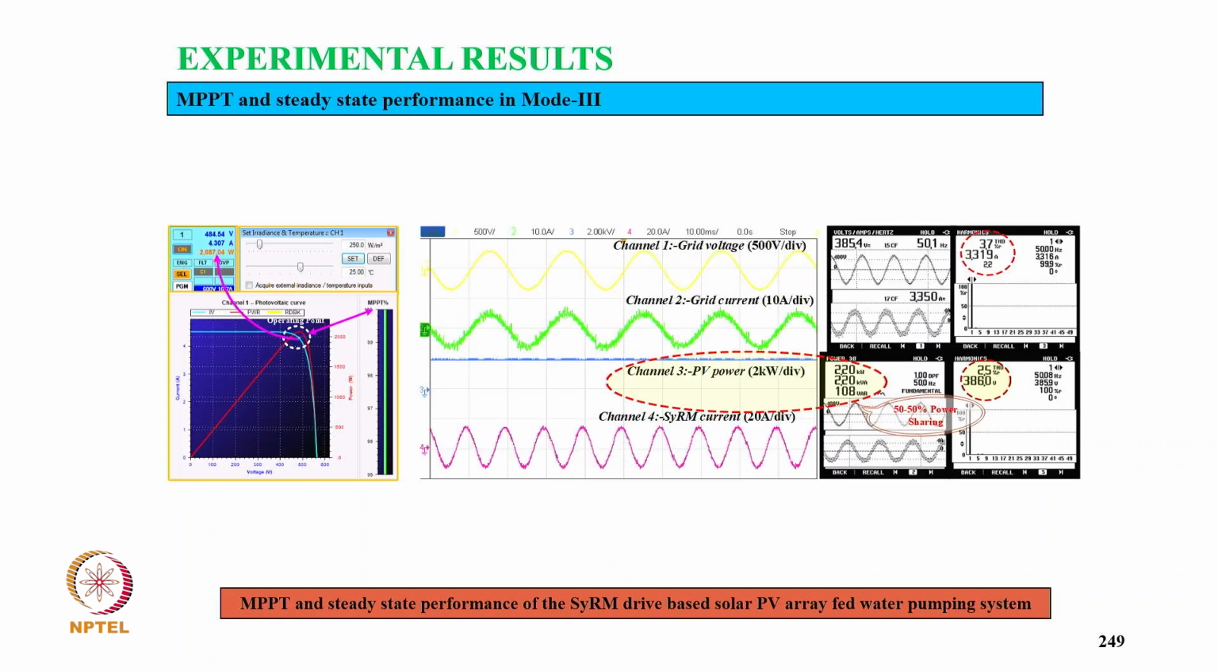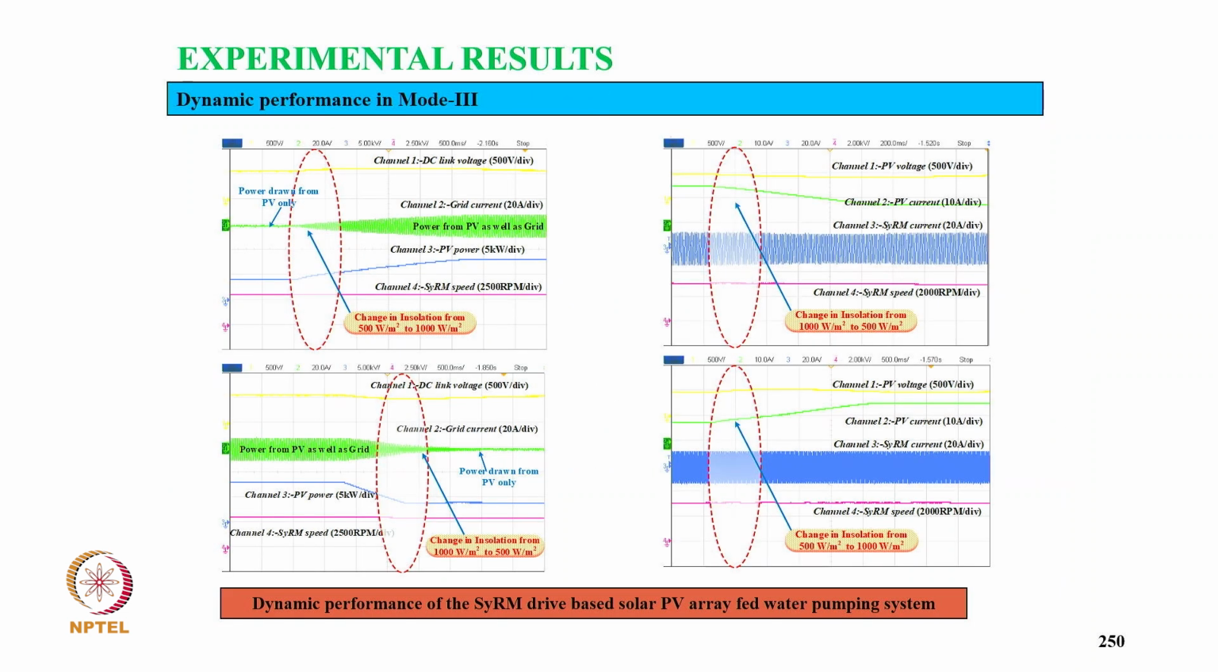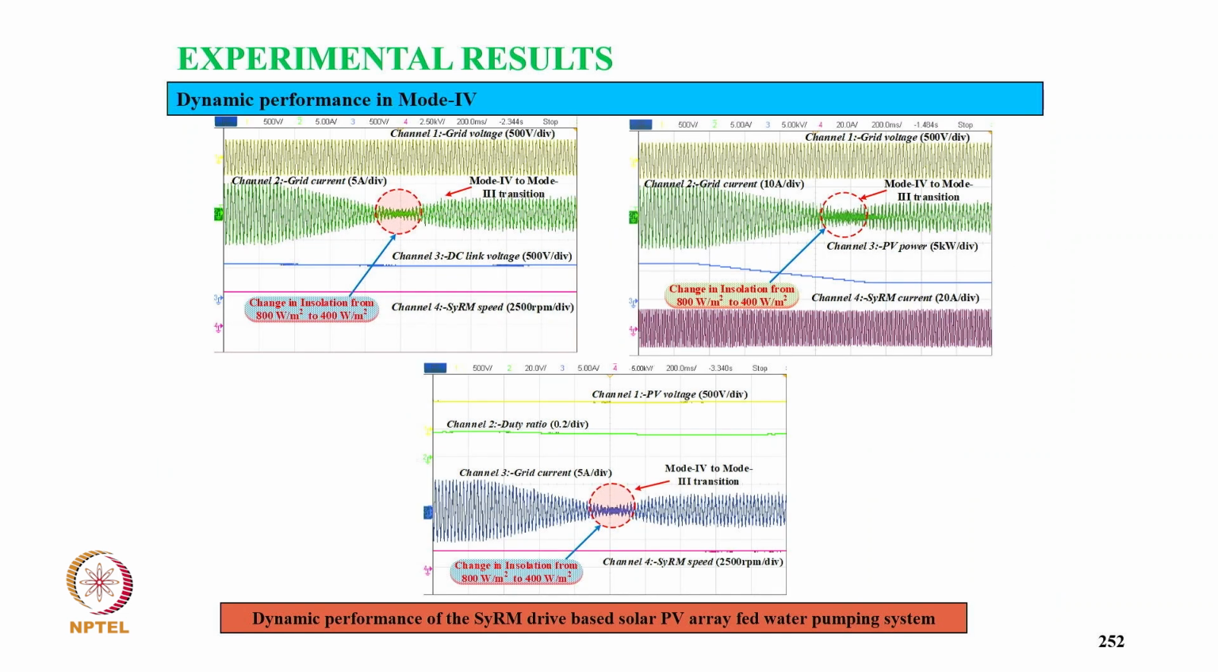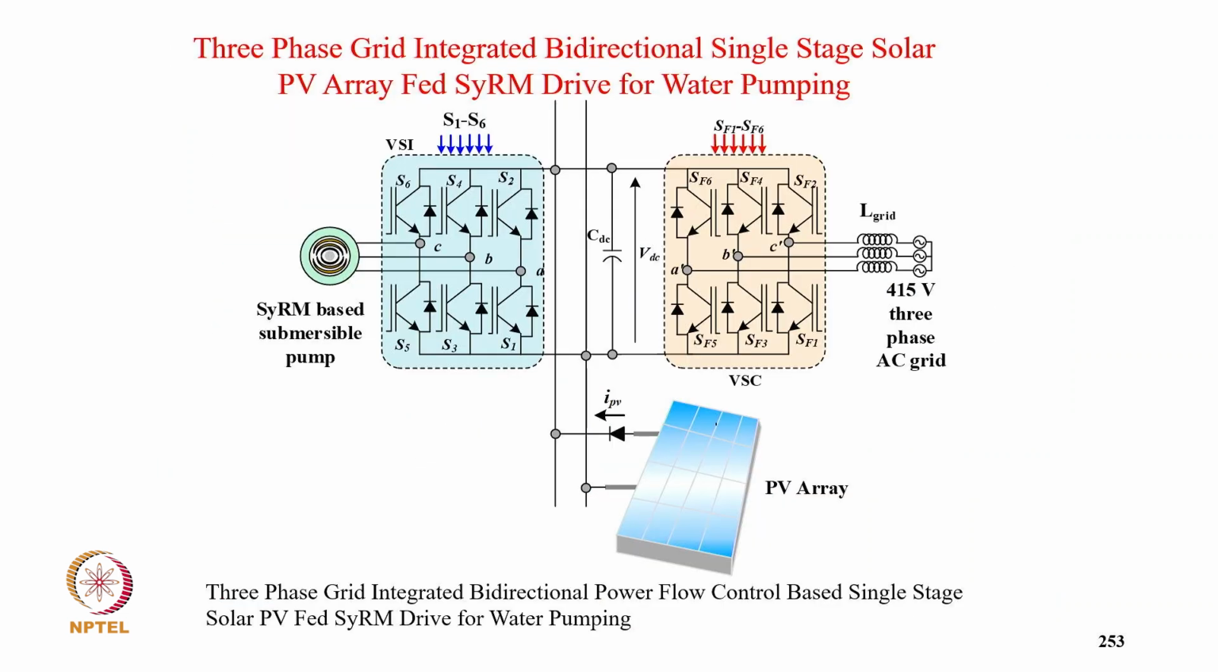And here, in mode 3, when solar as well as grid power are both feeding, THD and power factor are close to unity. And of course, you are seeing this at different solar insolation. And in mode 4, when you are feeding 3.79 kilowatt power to the grid, pumping is not done, and you have current out of phase with the voltage. And then of course the changing of mode from one mode to another.